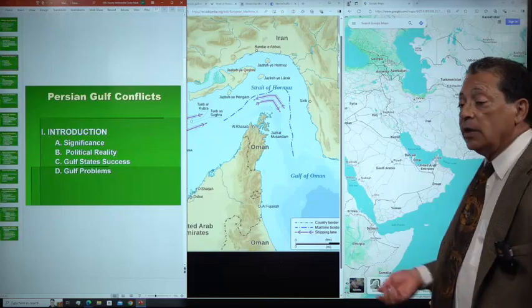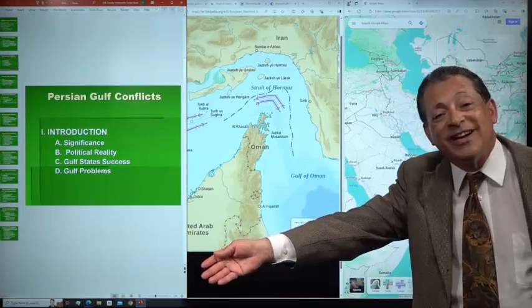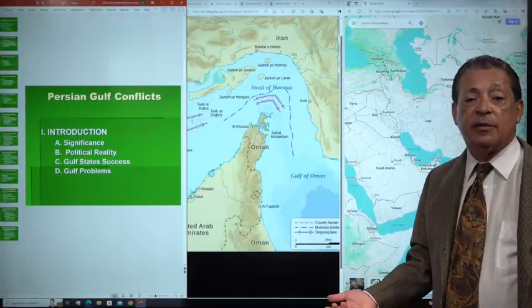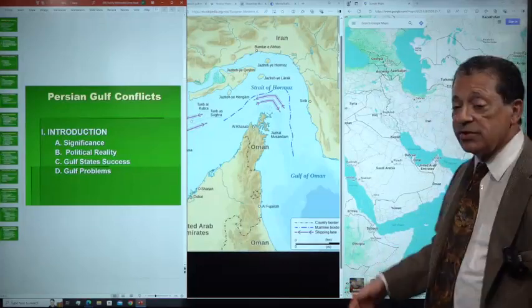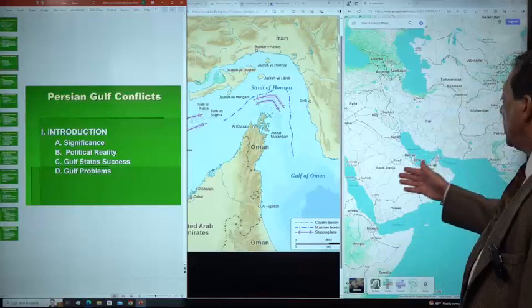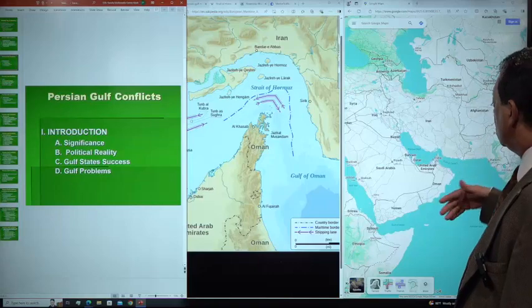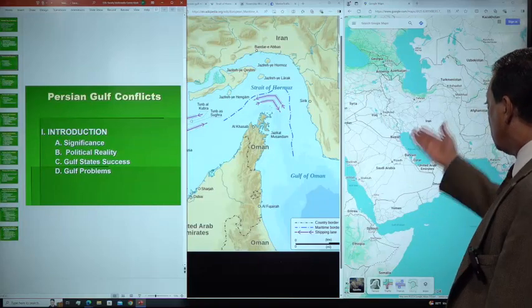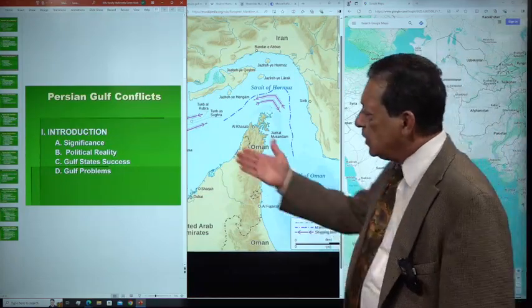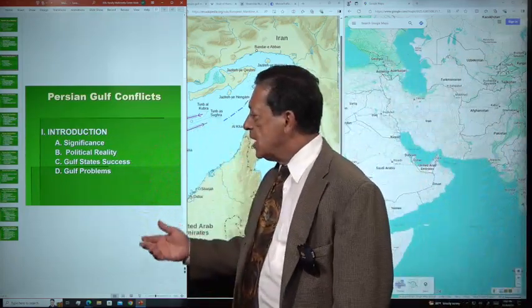So, here we go. Fast forward 45 years, Iran is the only country in the area that doesn't have an American base. All those other countries that were refusing before now have American bases. From Kuwait to Saudi Arabia, UAE, Oman, Iraq, etc. All right. Having said that, we talked about the political realities.